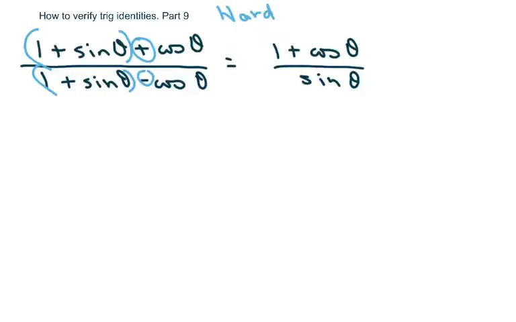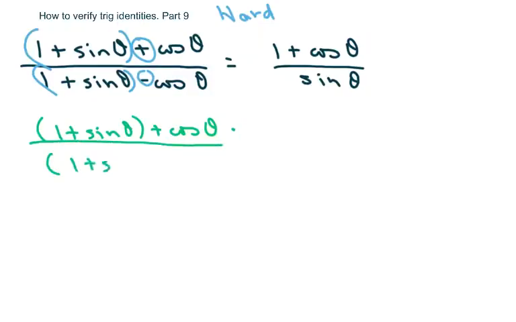So what I'm going to do is group this 1 plus sine of theta plus cosine of theta, and I'm going to multiply the denominator by the conjugate. So let me go ahead and write it out again. I'm multiplying the denominator by the conjugate because I look over here and my simpler term is in the denominator.